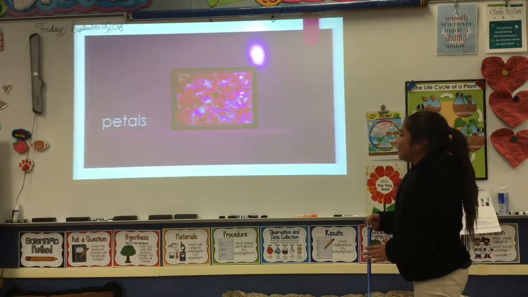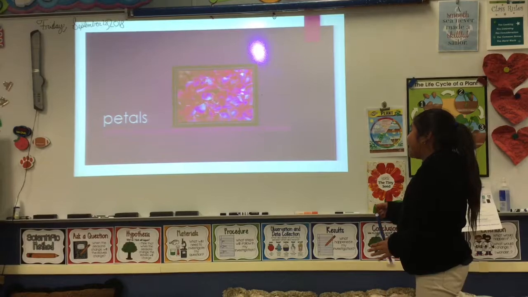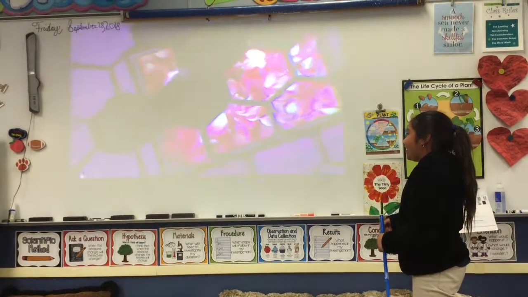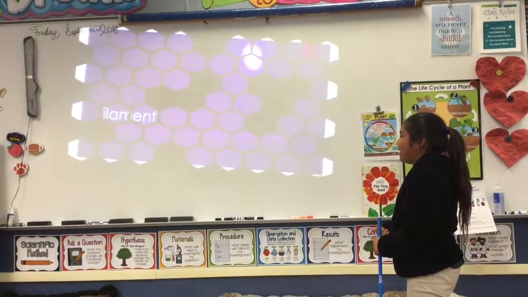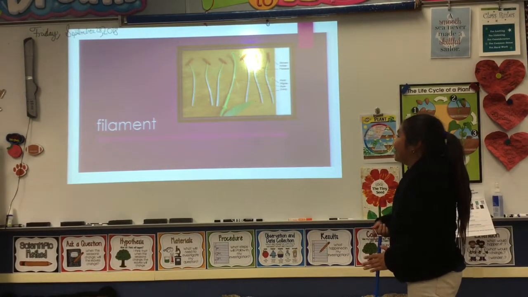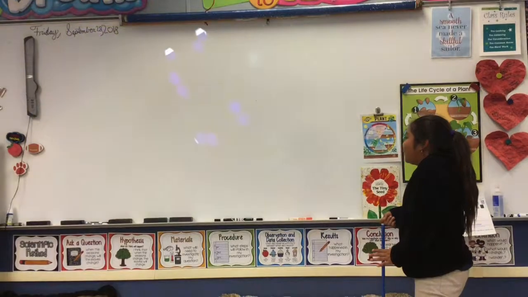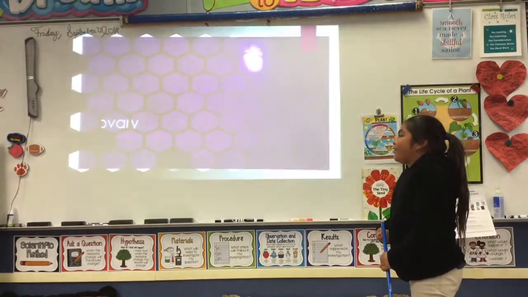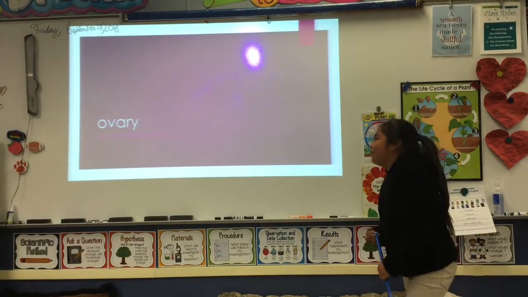Petals. The petals are colorful, and the petals attract bees, insects, and birds. Filament. The filament is a male part of the flower and helps support the anther. The ovary becomes a fruit.